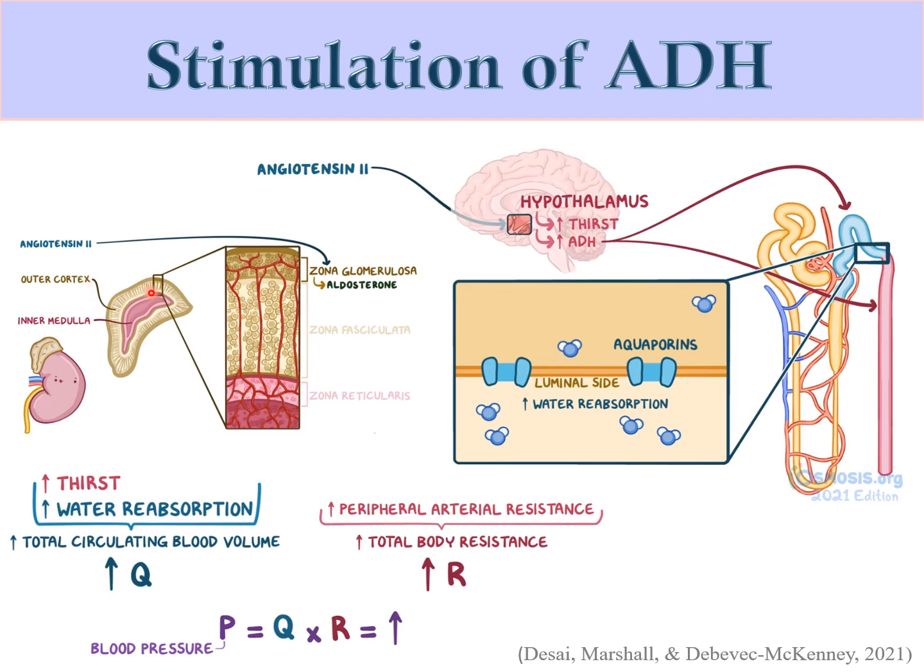The cortex is further subdivided, so we're looking at that outside yellowish rim here. It's actually going to be subdivided into three more layers: the zona glomerulosa, the zona fasciculata, and the zona reticularis. Now, angiotensin II stimulates cells in the outermost layer, which we're going to focus on up here. And that is the zona glomerulosa, which secretes a hormone called aldosterone.